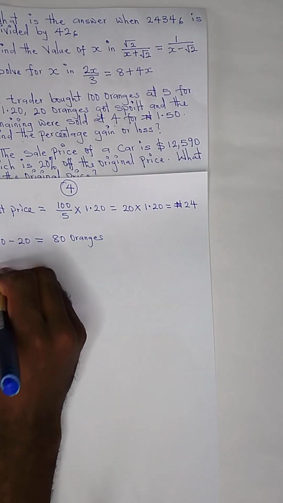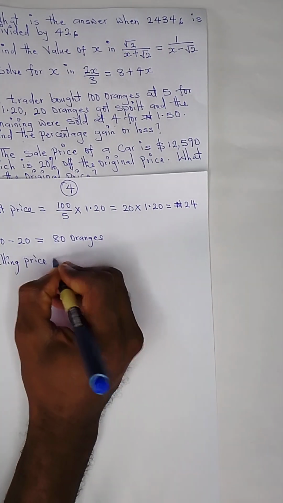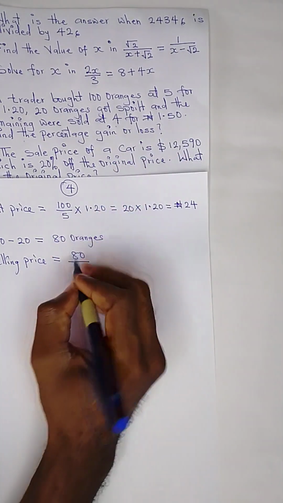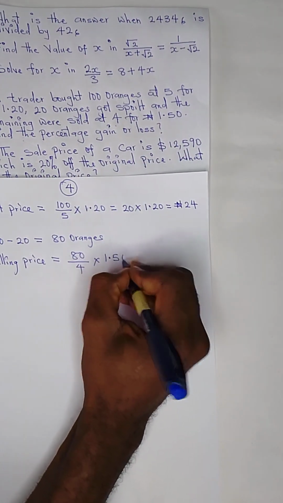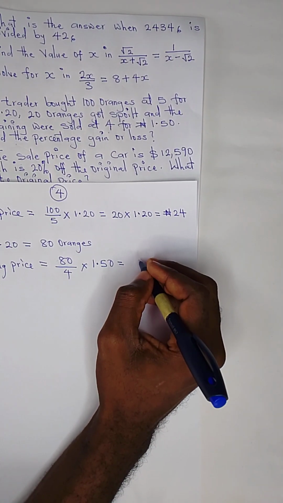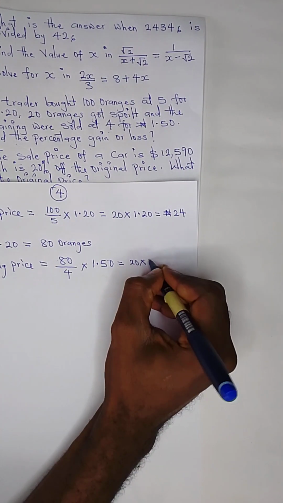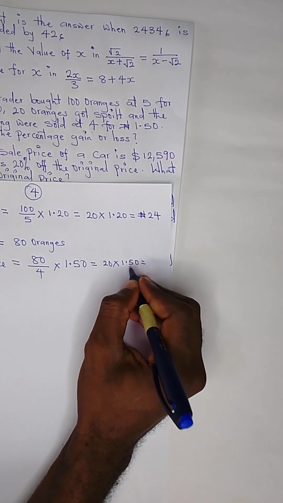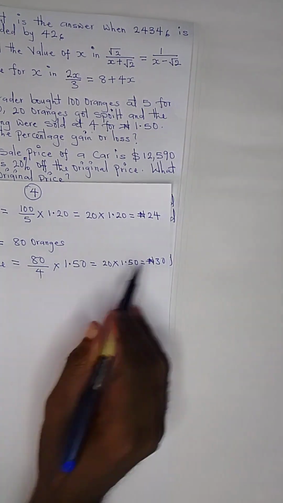So we are going to say that the selling price is equal to, now 80 oranges divided by 4 times the amount, which is 1.50. So 80 divided by 4 is 20. So we have 20 times 1.50. So multiply 20 times 1.50, you are going to get 30 naira. So the selling price is 30 naira.